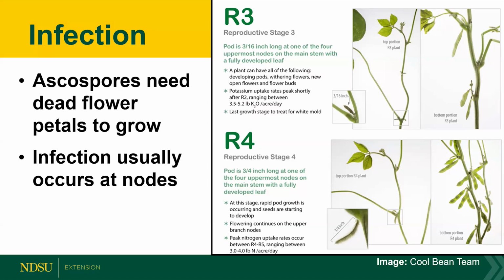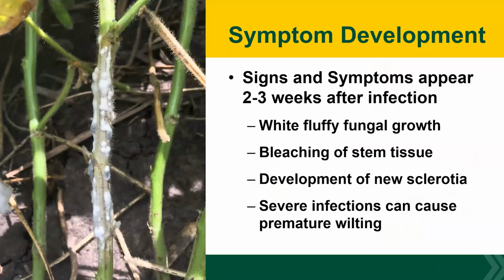So these flower structures are still going to be present up through at least R3, these drying down flower petals. And so this is the risk window of infection occurring, between R1 and the end of the R3 growth stage.